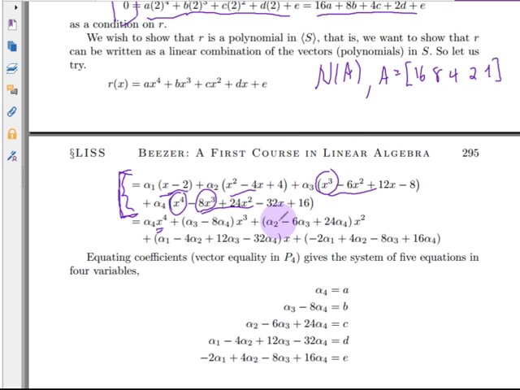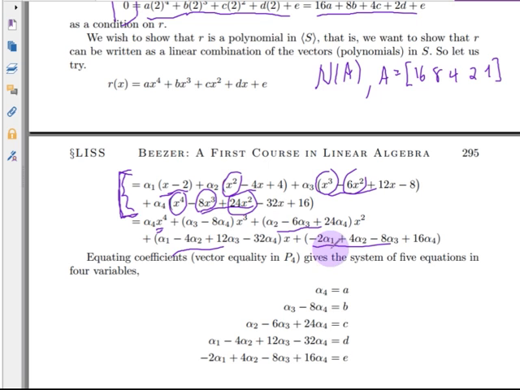Gather all of the x squared terms. There's one here, here, here. Yeah, gather all of them, and that gives you this one. Gather all of the x terms, gather all of the constant terms. So we've simply rearranged this linear combination to look like a nice polynomial.